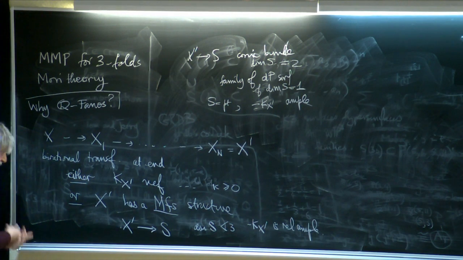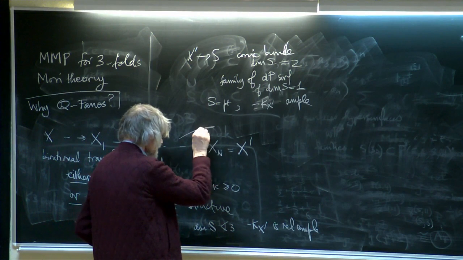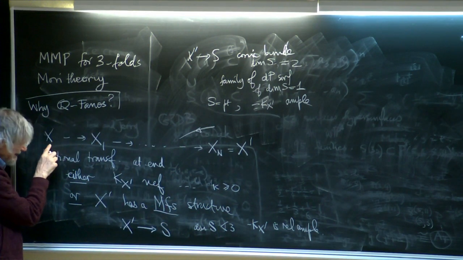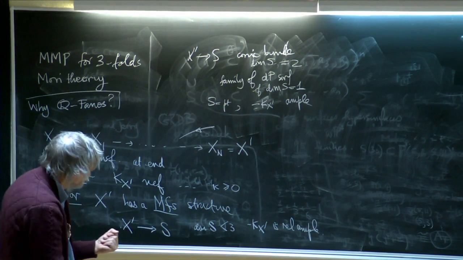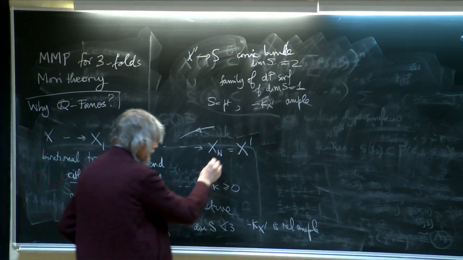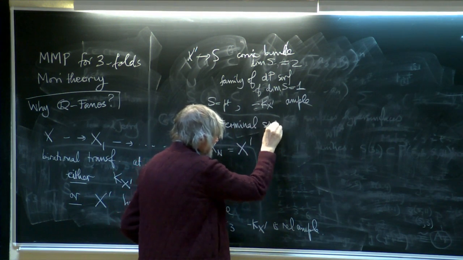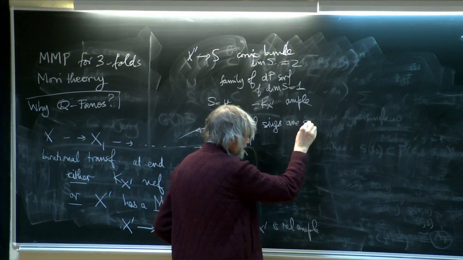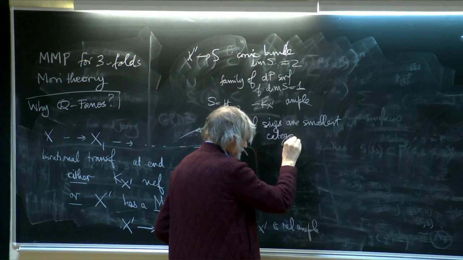However, the point is that this only works if you allow some singularities. Even if I start with something non-singular, the very first step of this might be a contraction to something which is singular. And you can't avoid this. You can't run this program in anything other, you must have a singular category. So terminal singularities are the smallest category where this works.